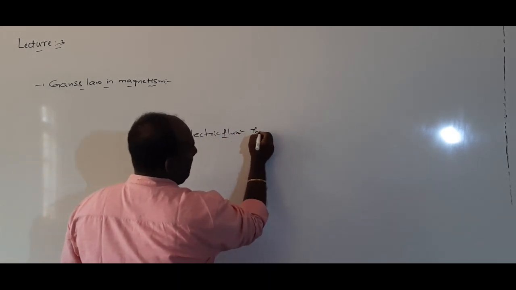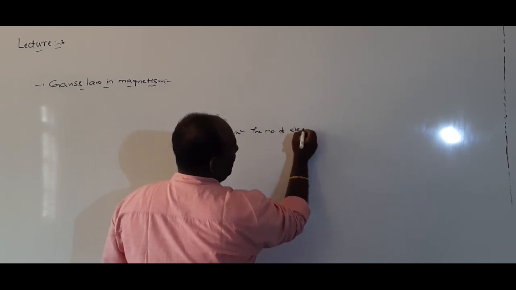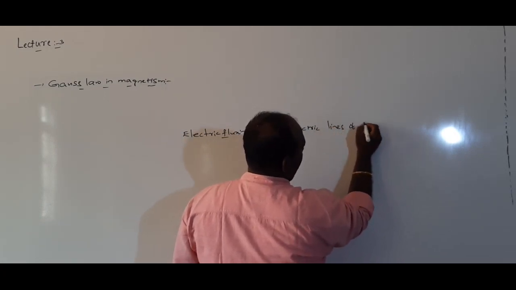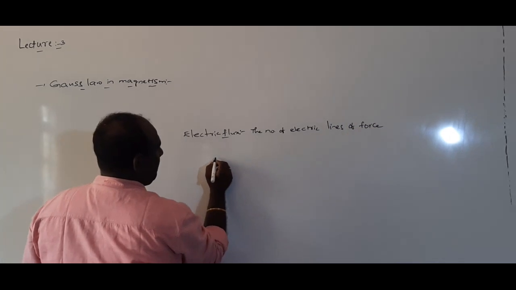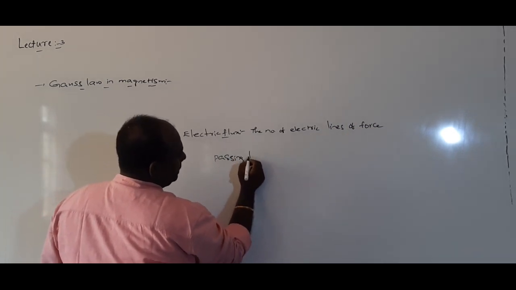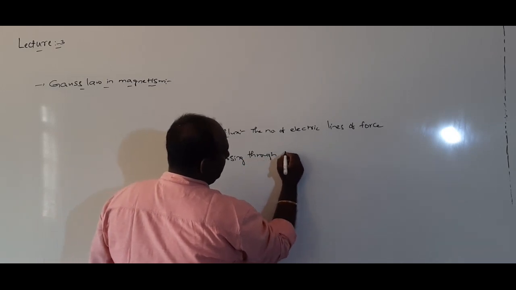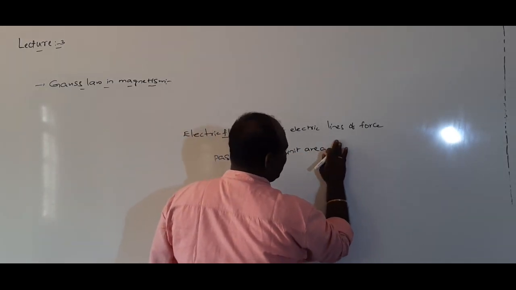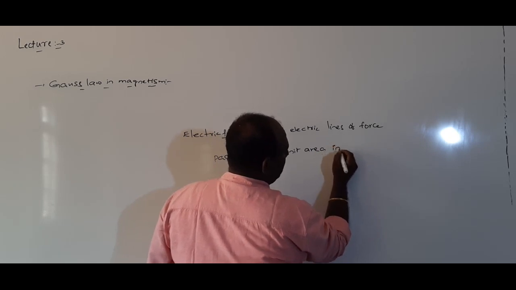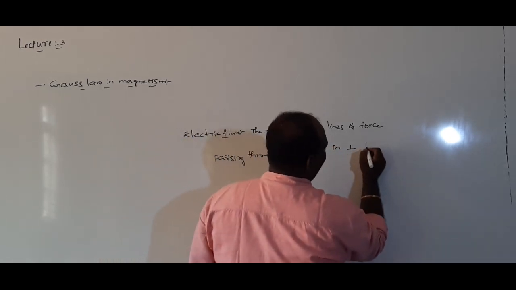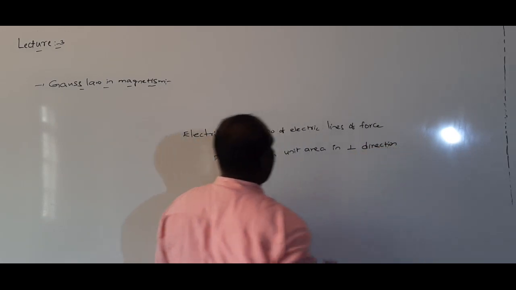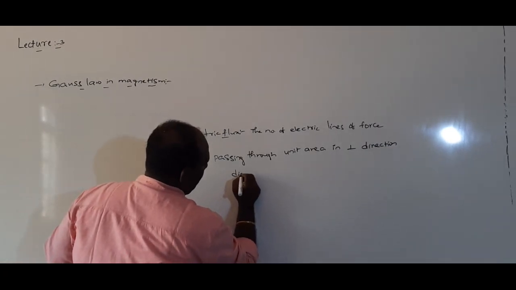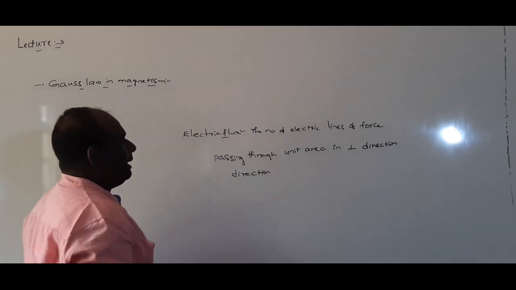The number of electric lines of force passing through unit area in perpendicular direction is called electric flux. How is it defined?